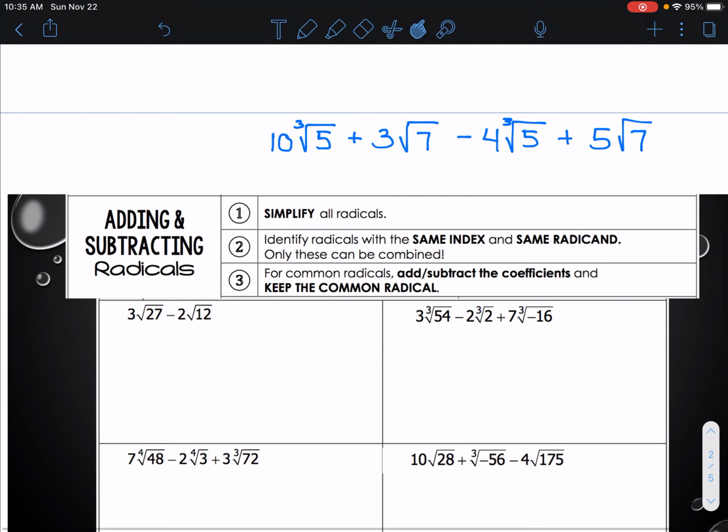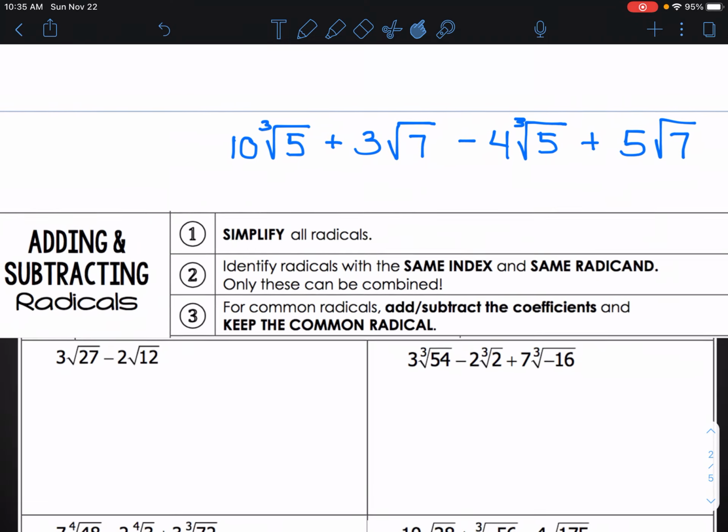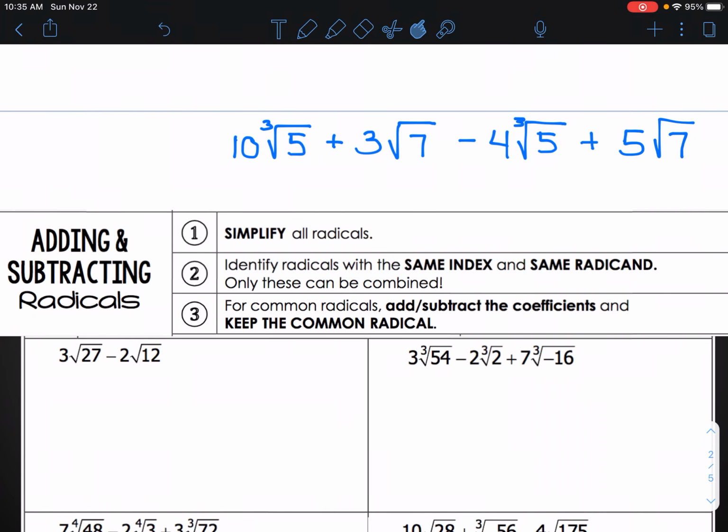Okay, so today we're going to learn how to add and subtract radicals. Here's how we do that. First thing you need to do is make sure everything is simplified. So what we talked about last time, simplifying radicals, that's what you need to do first. Then the second thing is, once you've identified the radicals and simplified all those, you want to identify radicals with the same index and the same radicand.